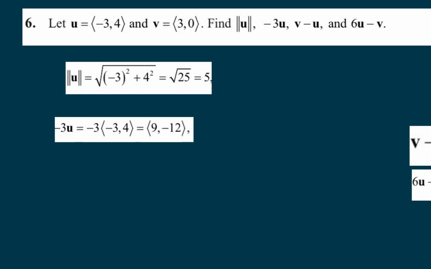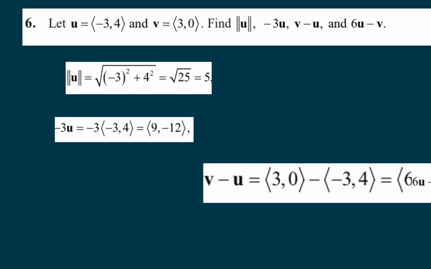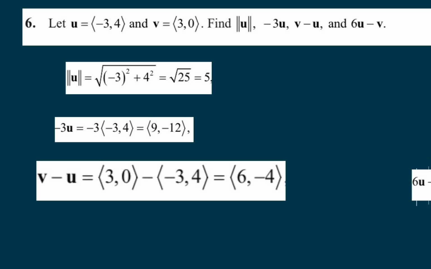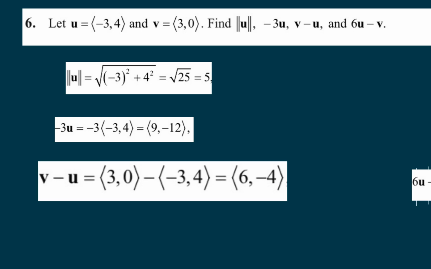The third question says, who is v minus u? Okay, we know who is v. V is 3, 0. We know who is u. U is minus 3, 4. So v minus u is 3, 0 minus minus 3, 4. 3 minus minus 3 is 6. And 0 minus 4 is minus 4. So the vector v minus u is 6, minus 4.